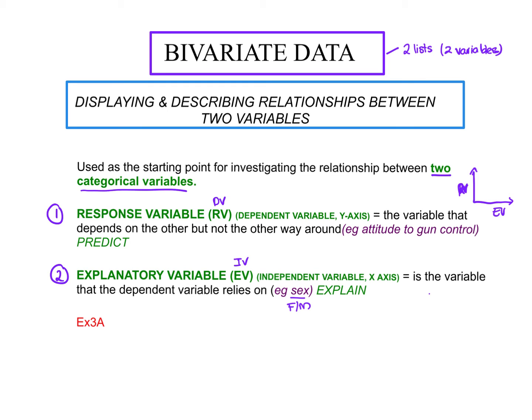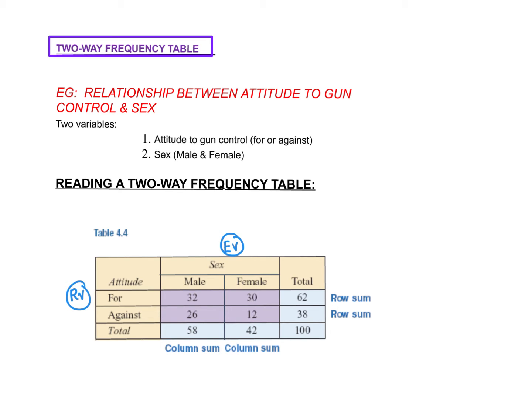We often use the word predict. If they're predicting anything, that will be the response variable. It's what you're investigating normally and looking at. So we'd be looking at their attitude to gun control, so that becomes the response variable. Okay, so one way of displaying bivariate data is a two-way frequency table.